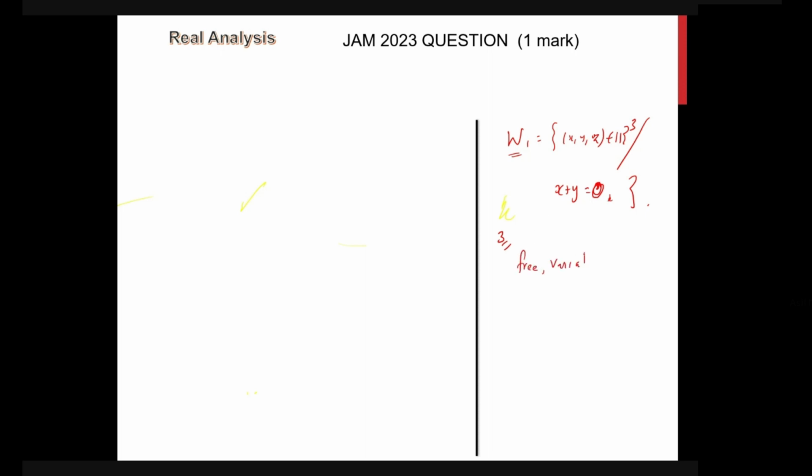2, right? Because you can choose x and z freely. y depends on x; y is always minus x. So in order to calculate the dimension, you just calculate the number of free variables. Have you got it?